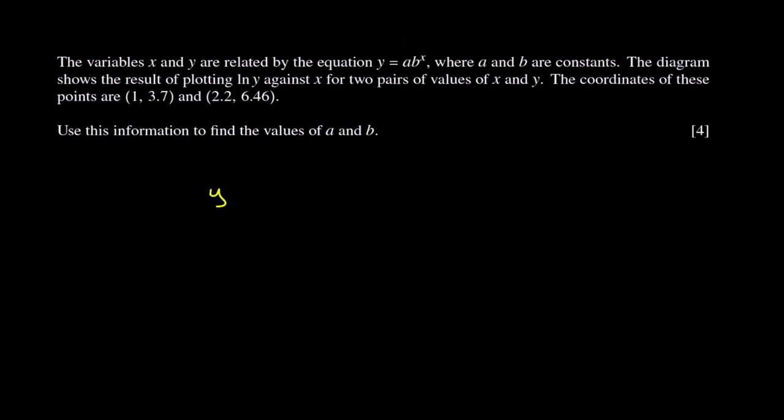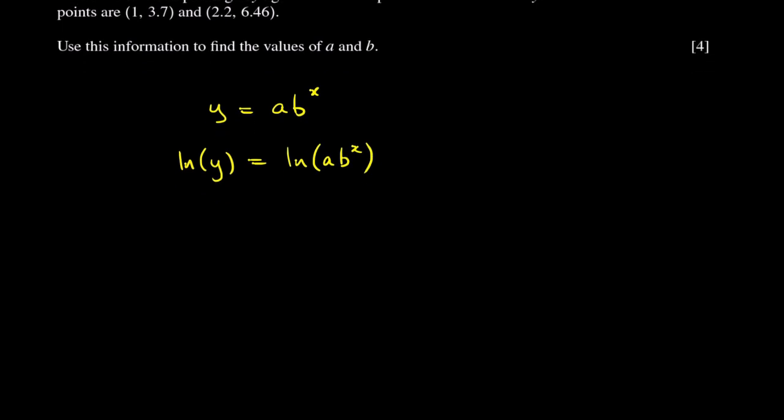So if we've got y is equal to a times b to the power of x, I'm going to natural log both sides. So I get ln y is equal to ln of (a b^x). Now, if I take the right-hand side, I can split it up using the log rules. That gives me ln a plus ln of b to the power of x. Then I can use the log rules there.